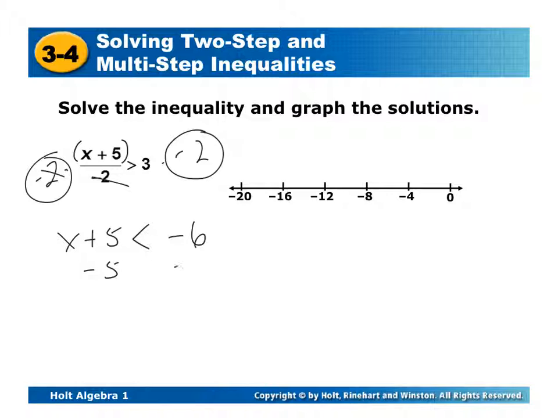Now I'm going to go ahead and subtract 5 from both sides to get rid of that, and x is going to be less than negative 11. So here if I go ahead and draw that circle in, it's going to be open, and then our arrow is going to go to the left.